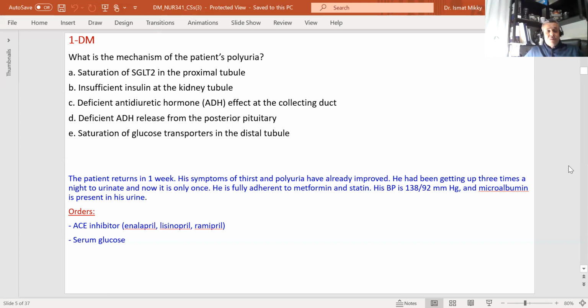So there is no point in checking the hemoglobin A1C. It's too soon, premature to do that because the patient was just started on oral hypoglycemic medication. It takes about 1 to 2 months for the hemoglobin A1C to have a meaningful change or result.